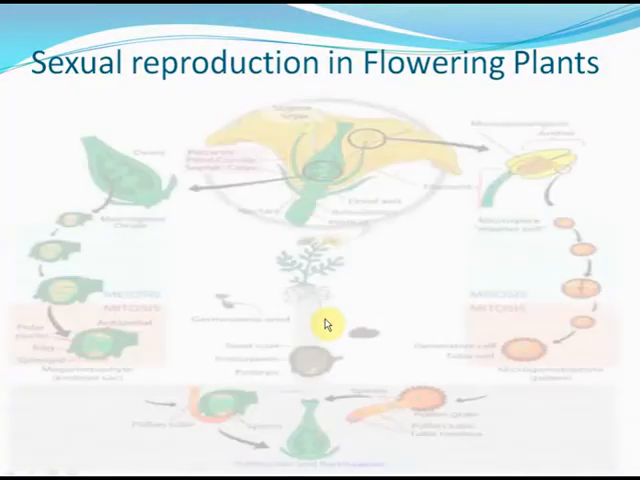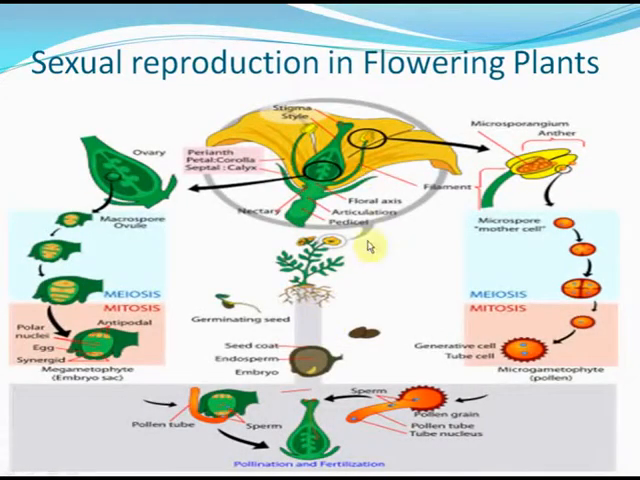Today we are going to talk about sexual reproduction in flowering plants. We can see a beautiful flower, but how does sexual reproduction take place in flowers? It is by means of pollination and fertilization. We are going to discuss sexual reproduction in the flowering plants in detail.